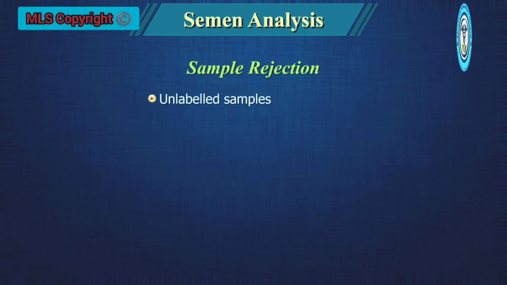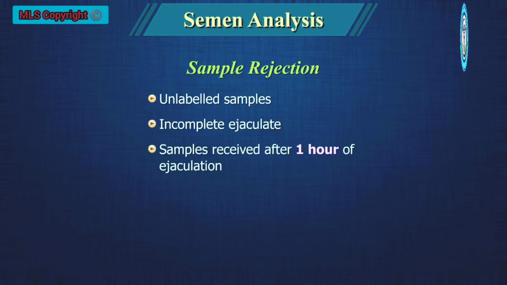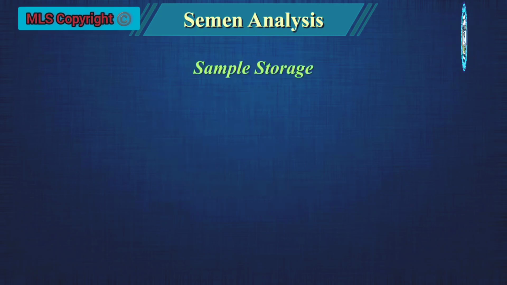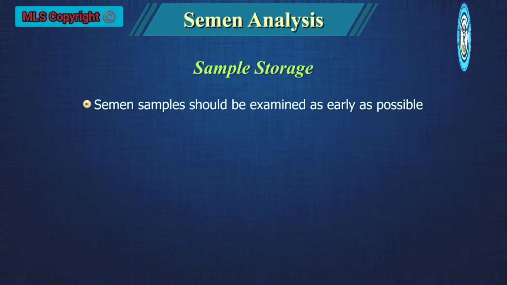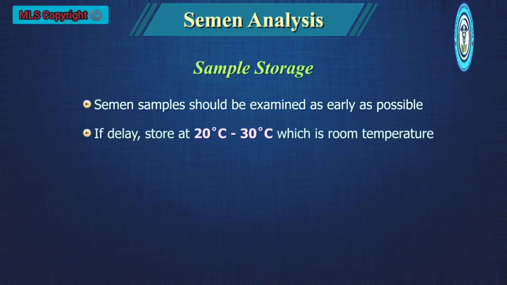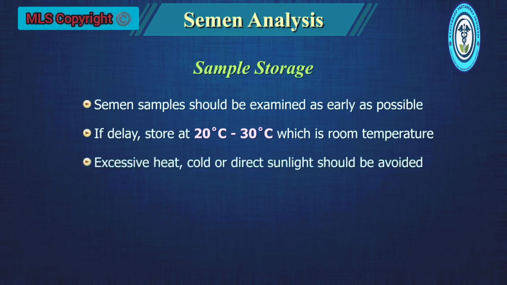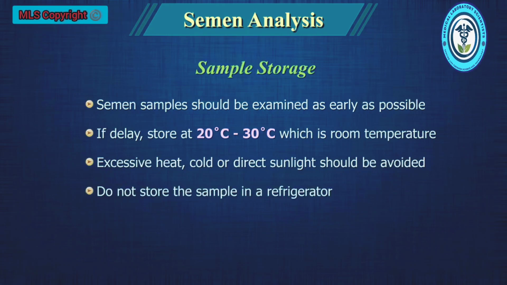Sample rejection. Unlabeled samples, incomplete ejaculate, samples received after 1 hour of ejaculation, or inadequately transported samples should be rejected. Sample storage. The semen sample should be examined as early as possible. If delay is likely, store at 20 degrees centigrade to 30 degrees centigrade, which is room temperature. Excessive heat, cold, or direct sunlight should be avoided. Do not store the sample in a refrigerator.